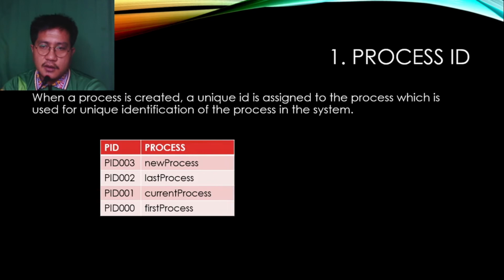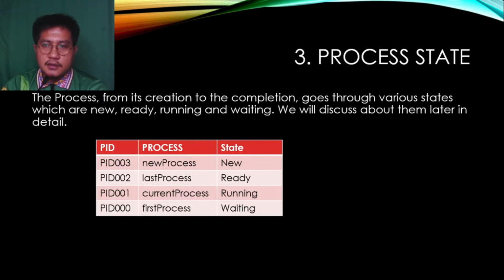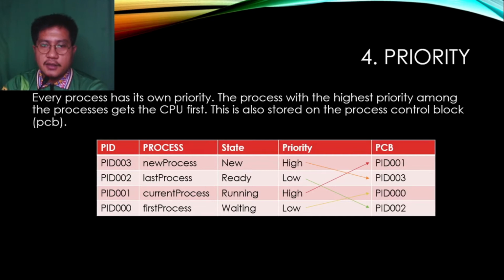So let's have a recap. Process management has a process ID, a unique identification for a process. It has a program counter, which will save the last instruction or the next instruction that is ready to be performed. Then the process state of all those processes: the new, the ready, the running, and the waiting. And then the priority, which determines which of these processes will be executed first, second, simultaneously, or last.